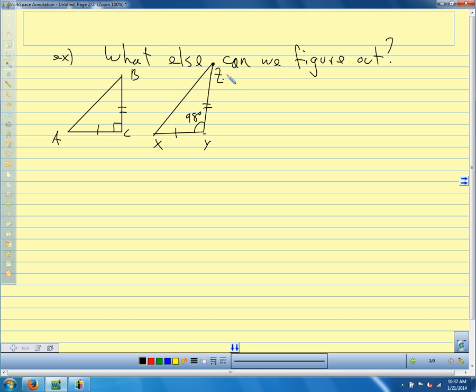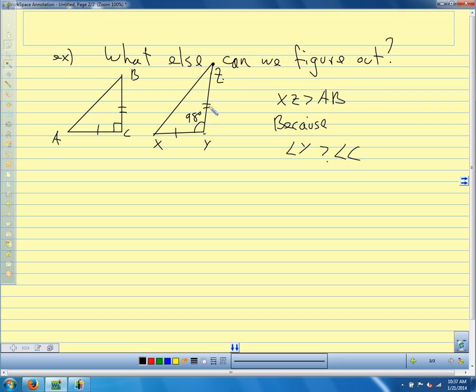XZ is going to be greater than AB because, what's our reason here? Angle Y is greater than angle C. This mark tells us that angle C is how big? What's the measure of angle C? 90. And this is 98.